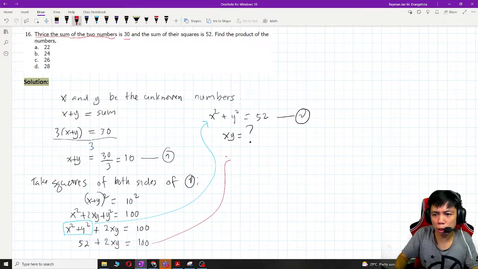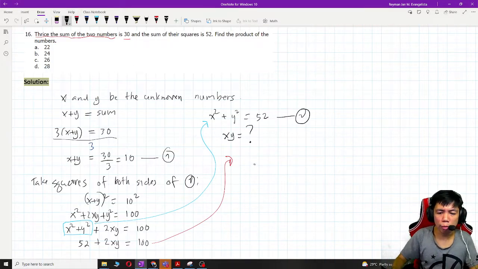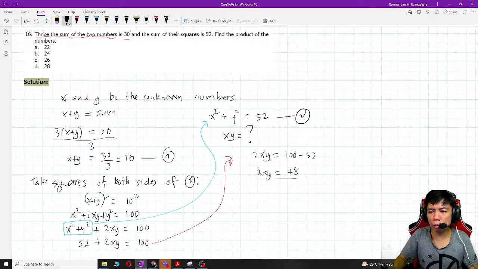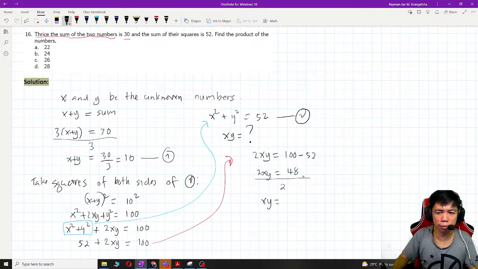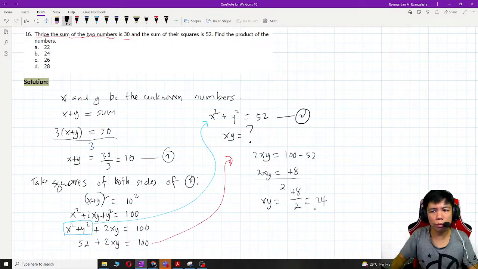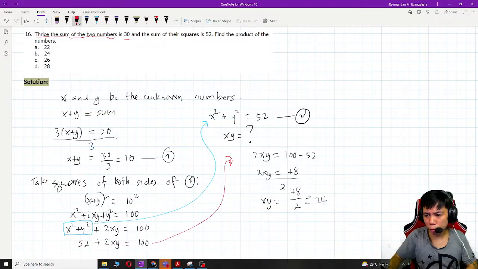Dito na tayo sa kabila. Transpose 52 on the right side, so magiging minus yan na. 2xy equal to 100 minus 52. So that is 48. Then divide both sides by 2, so now we will have xy on the left side. 48 over 2, or that is 24. So the required product is 24. That will be letter B.